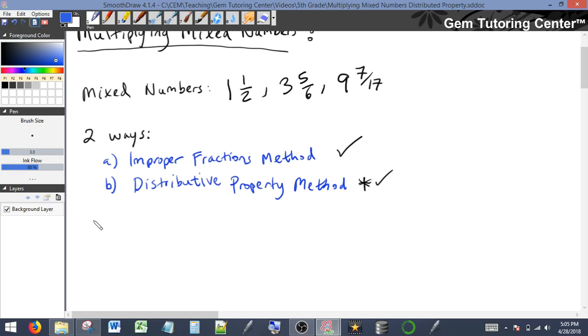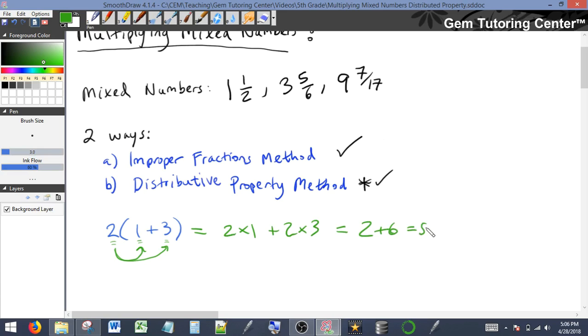So what is the distributive property? Let's just refresh what it is. You may have a number like 2 times (1 plus 3). Okay, you may have an expression like this. And what the distributive property method does is it says, okay, everything over here gets multiplied with everything in here once. So 2 times 1 and then 2 times 3. So we will get 2 times 1 plus 2 times 3. And when we simplify that, it's going to be 2 plus 6, which equals 8.